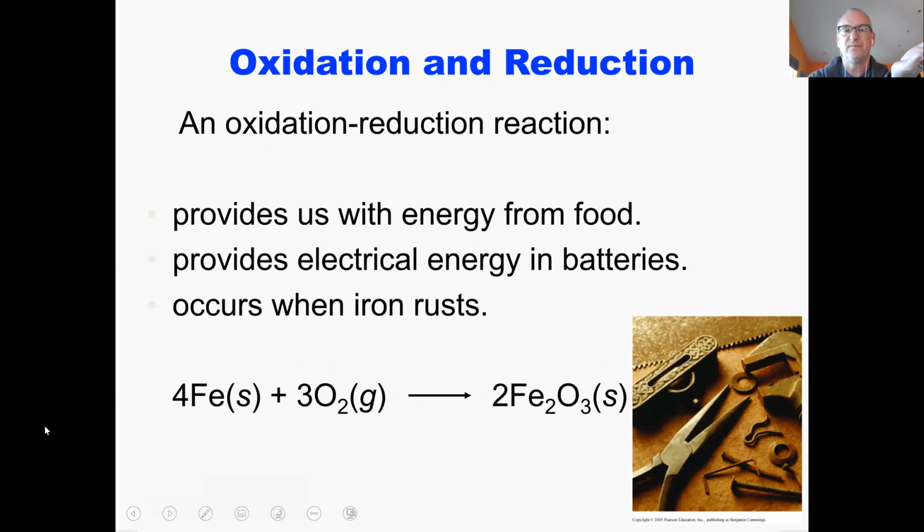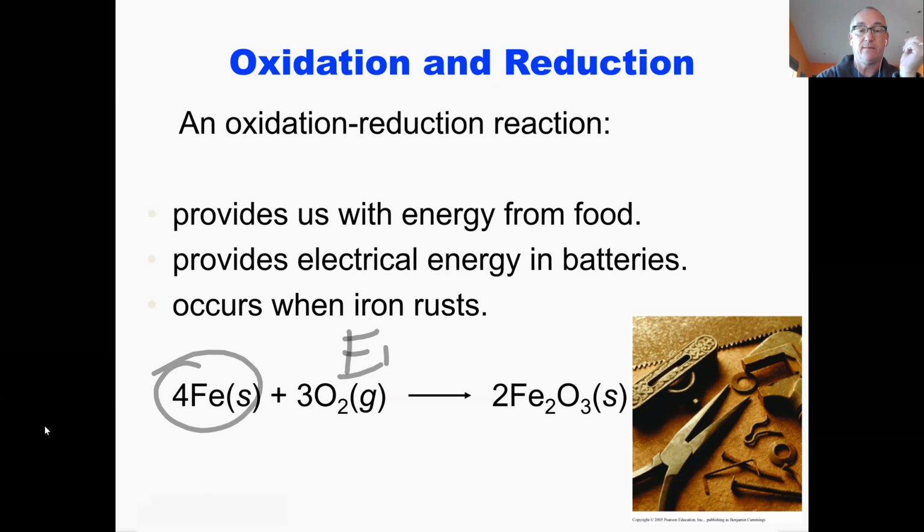So here's a classic oxidation reduction reaction, looking at these old rusty tools. So you've got iron, which is a somewhat shiny solid, and you leave anything made out of iron in the presence of oxygen for an extended period of time. This oxidation reduction reaction is going to take place because oxygen really likes electrons. Remember, this has a lot to do with electronegativity.